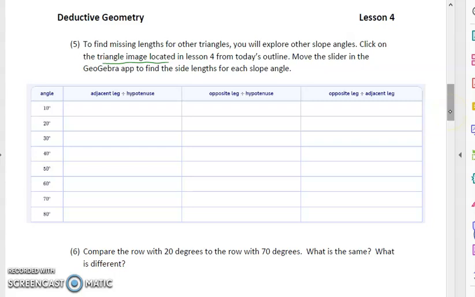So in this problem, you're going to complete the table. This is going to take you some time. And then it's going to ask you to compare two rows, 20 to 70. Problem 6, what's the same, what's different?